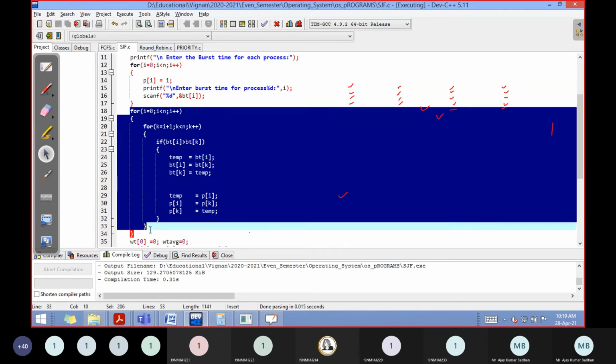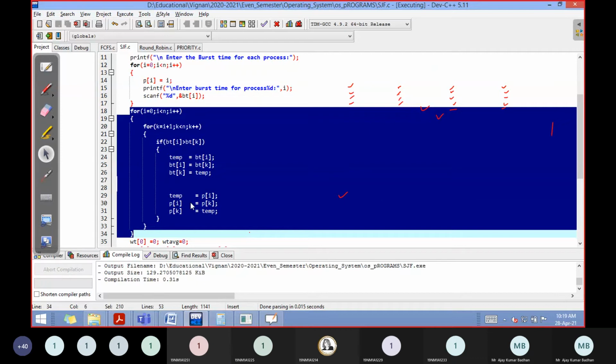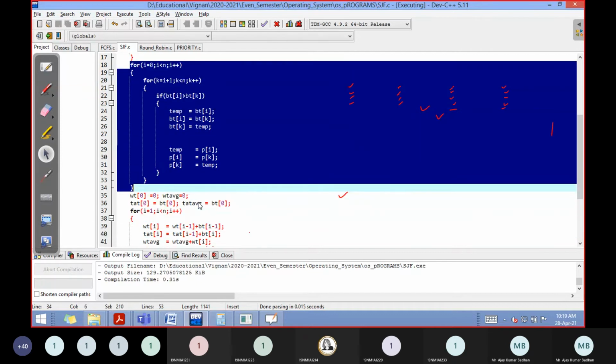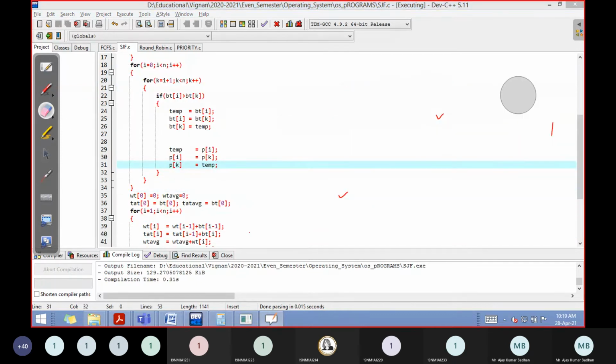In this SJF, before that, we arranged them. This is the code for arranging in ascending order based upon the burst times given. I think you people are very familiar with C programming and arranging elements in ascending and descending orders. So based on that, we did it. That's it. This is what comes under shortest job first.